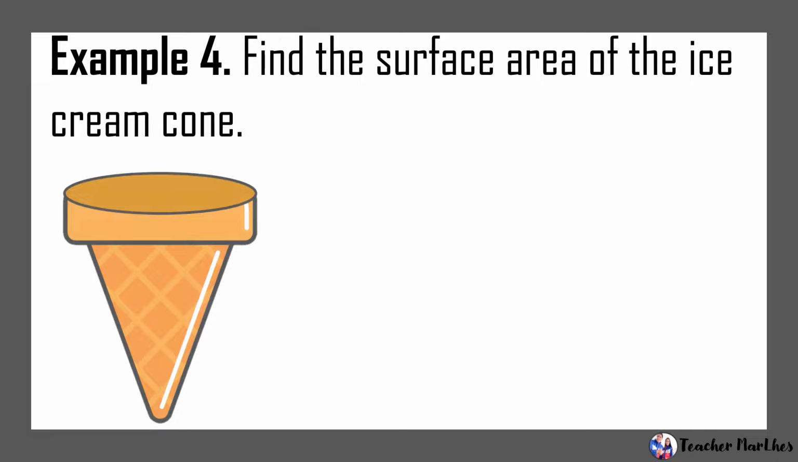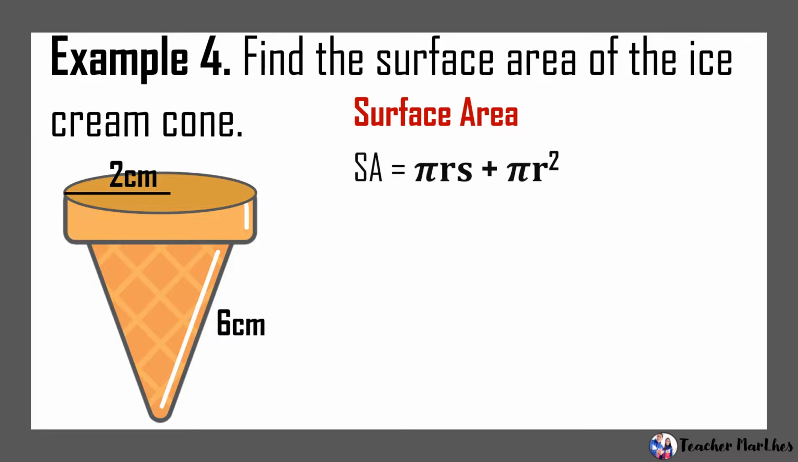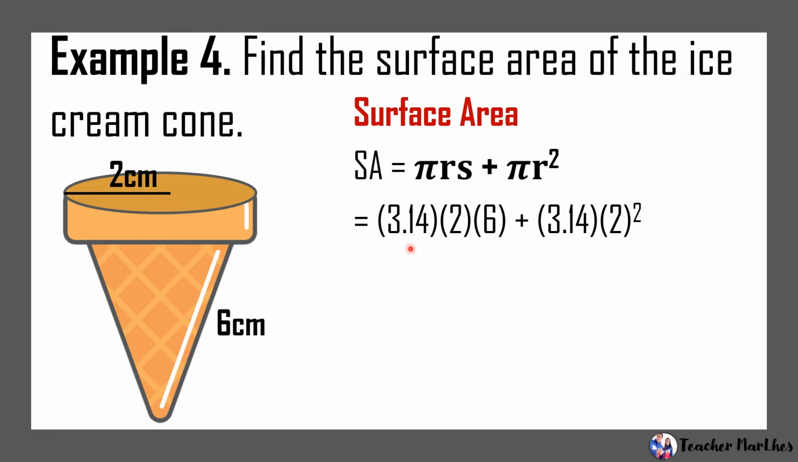Example number 4. So, find the surface area of the ice cream cone. So, ang radius niya ay 2 cm, ang slant height ay 6 cm. For the surface area, so gagamitin natin yung formula kanina. So, pi radius times slant height plus pi radius squared. So, ang pi ay 3.14, ang radius ay 2, ito yon. Ang slant height ay 6, ito naman yon. Plus 3.14, then ang radius ay 2, then squared.